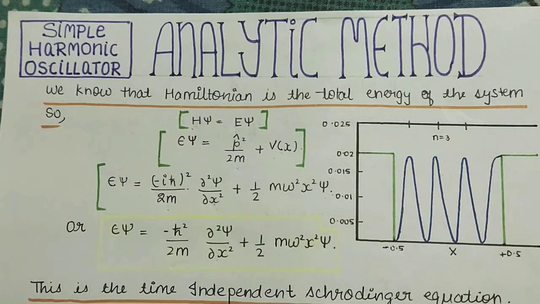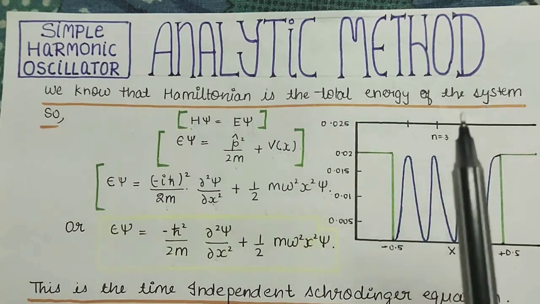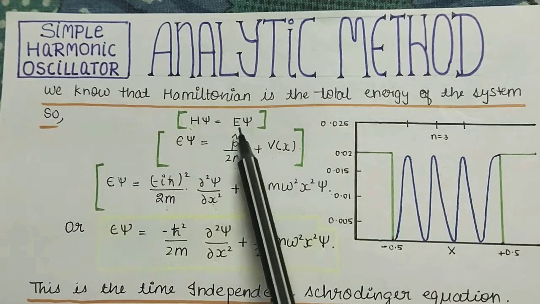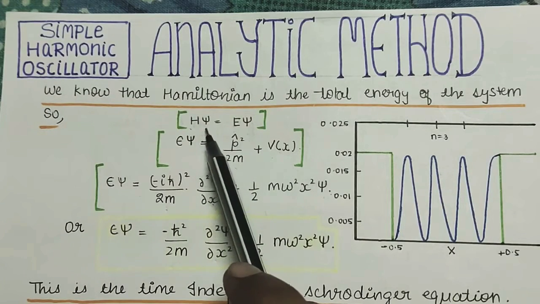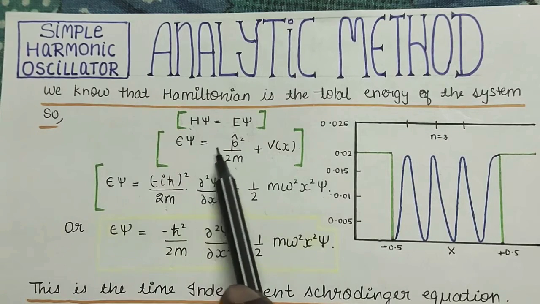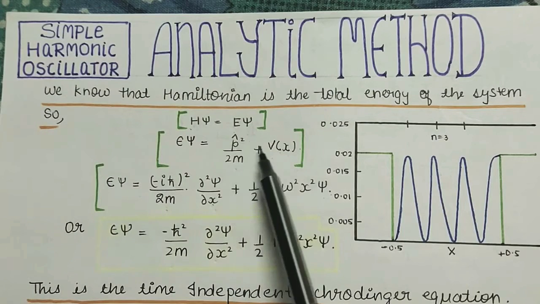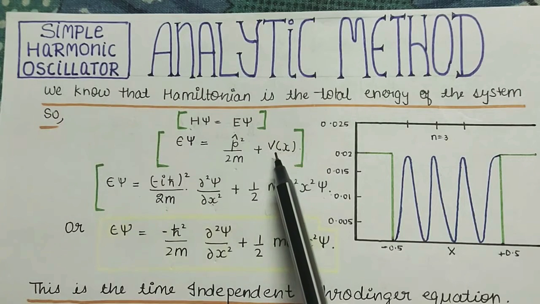For the analytic method, we know that the Hamiltonian is nothing but the total energy of the system. H psi equals E psi. Here, H is the Hamiltonian of the system, E is the energy eigenvalue of the system. Now, E psi equals p squared upon 2m plus V(x). So, here p is the momentum and V is the potential energy of the system.